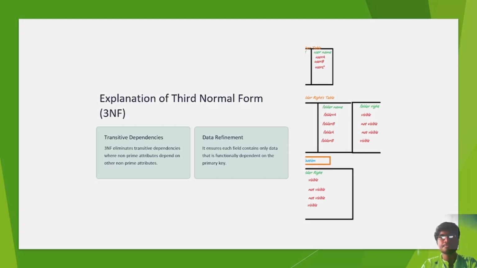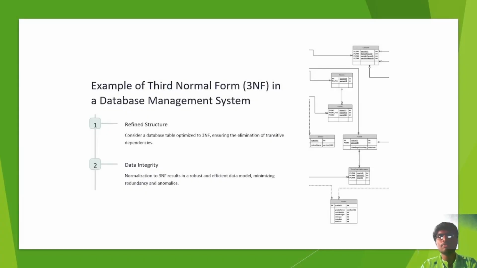Example of third normal form, 3NF, in a DBMS. Refined structure: consider a database table optimized to 3NF, ensuring the elimination of transitive dependencies. In data integrity, normalization to 3NF results in a robust and efficient data model, minimizing redundancy and anomalies. It is more efficient, and we are able to access data faster in third normal form.